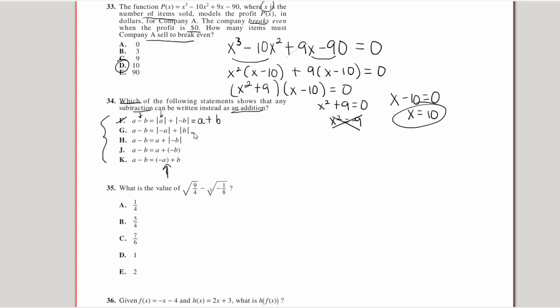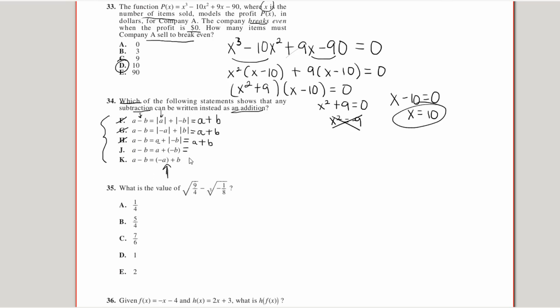Now let's evaluate the G option. The absolute value of negative A gives us A, plus the absolute value of B gives us B. Well, that's the same as in the F choice, so G is not correct. Take a look at option H. On the right-hand side, we have A, still A, plus the absolute value of negative B is still going to give us B. That's the same thing as our first three options.